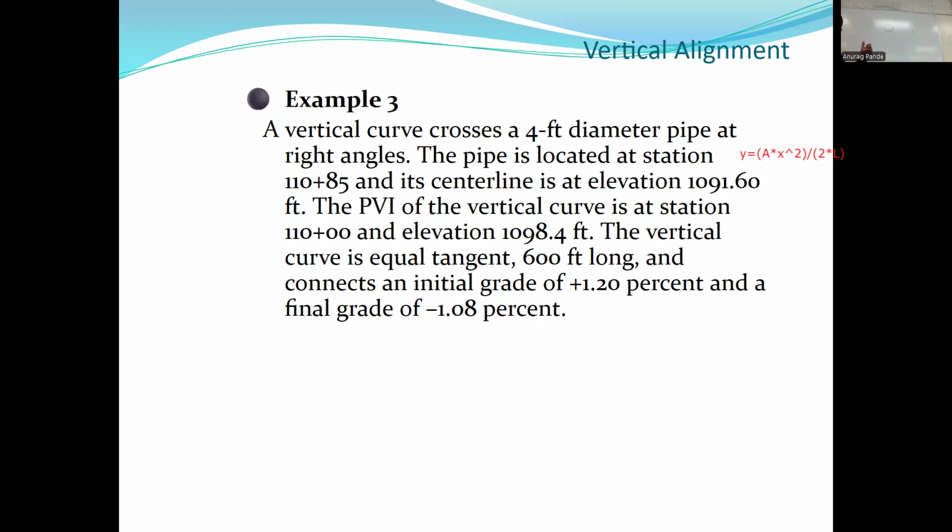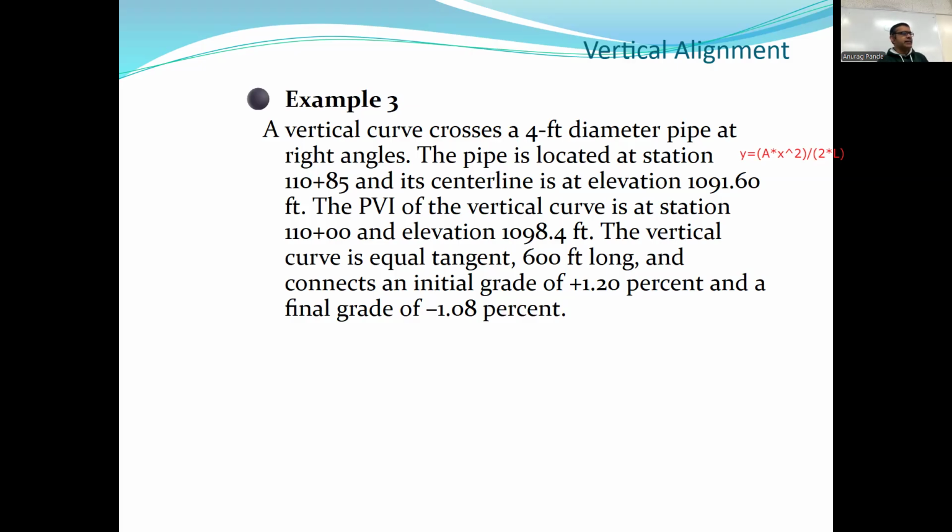So what's happening here is there is a pipe located somewhere, and think about the pipe as something that goes into the plane of the board. Then you have the center line of the pipe. The pipe goes into the plane of the board like this, and this is the center line of the pipe. They're telling you that this is located at a certain elevation, and in this example, that elevation is 1091.60 feet.